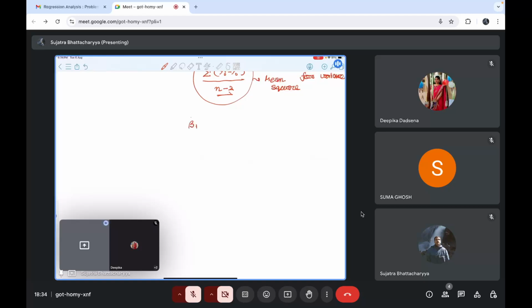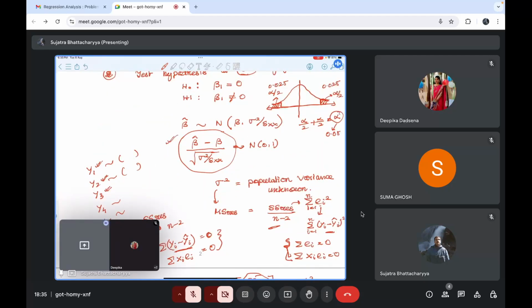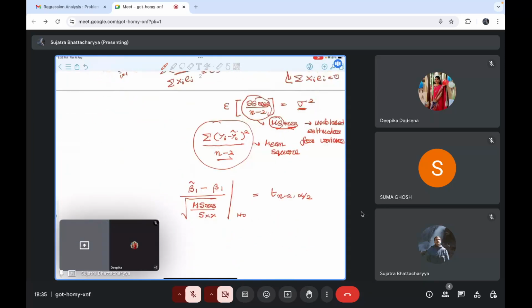Now, what do I have written? This is beta 1 hat minus beta 1 divided by root over MS residual by Sxx. Okay. So at H naught, it is actually equal to t n minus 2, alpha by 2. Let me show you. Here we have come up to this part, right? Beta cap minus beta divided by root over sigma square by Sxx is N(0,1). Problem is that this sigma square is unknown, but we have an estimator for sigma square, which is MS residual. So we directly write here, instead of sigma square, MS residual root over that.